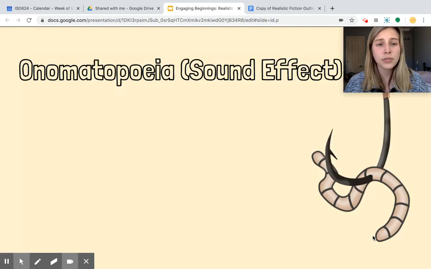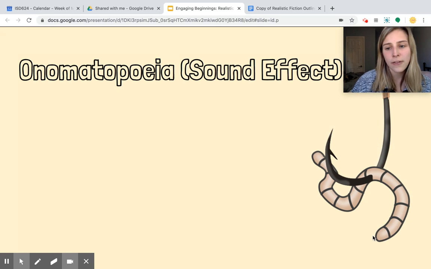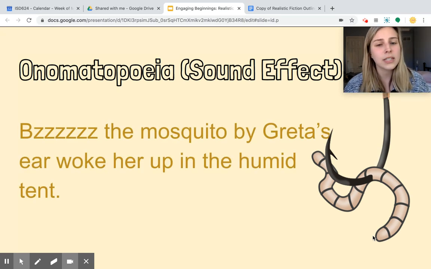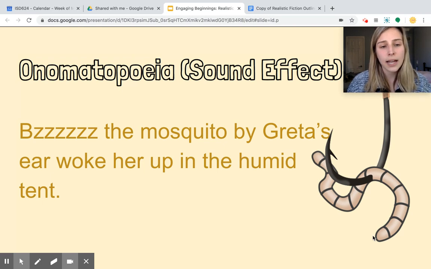Another one that we can use is onomatopoeia, which is a sound effect, okay? So an example of this is, "Bzz, the mosquito by Greta's ear woke her up in the humid tent." So the onomatopoeia in this is the bzz, that sound, that first, I don't know, it's not really a word, but that first sound right there. And that really is using the sensory detail of hearing to put the reader into the setting, okay?